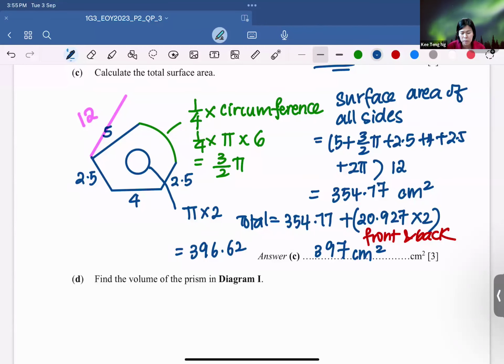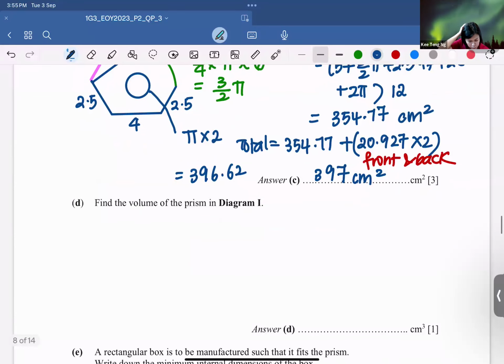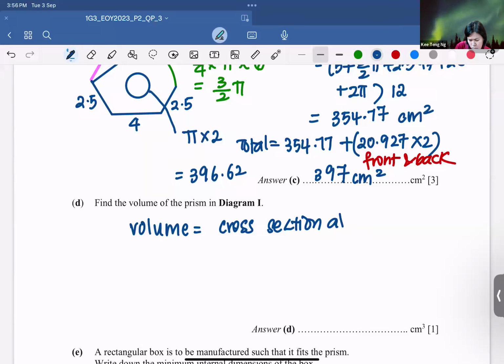This one is still chapter 13. I have not yet finished it, so we'll still need to continue it again in class. Let's go real quick. Volume of the prism. The volume of the prism is taken by the area of the cross section times the whole length of it.